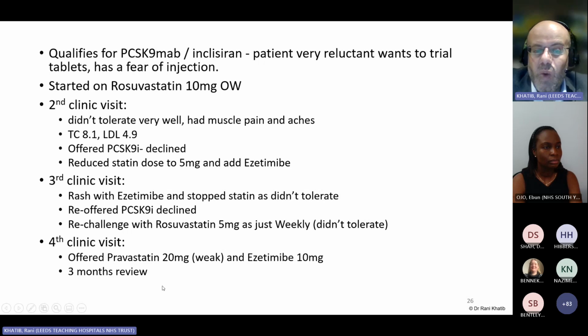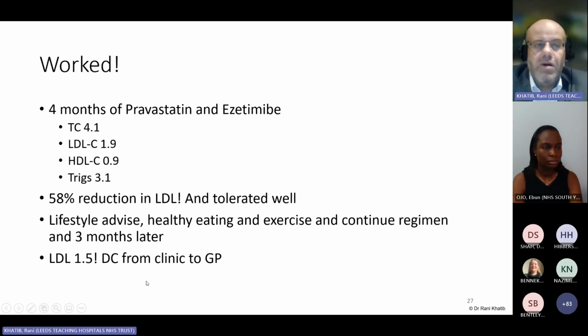I think he knew that we were coming towards the end of tablets as well. We were kind of getting limited. At that time, there was no bempedoic acid, by the way, so we couldn't offer that. And it worked. His LDL has come down to 1.9. We had a good 58% reduction, and he tolerated it well. And he worked on his lifestyle, and he lost a little bit of weight, healthier.